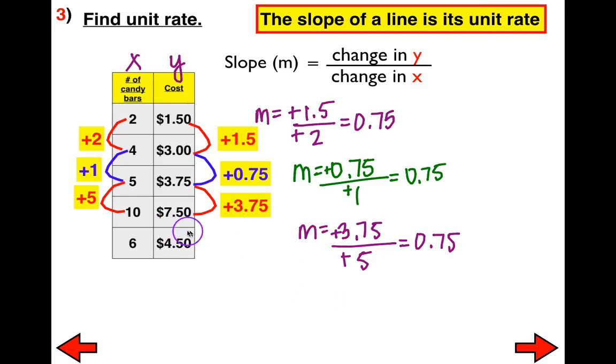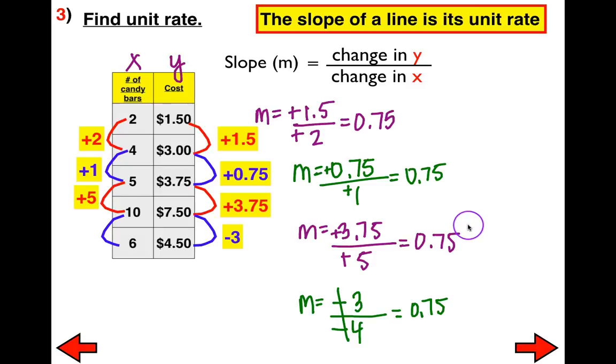Last but not least, we're going to go here. The change in y, it went from $7.50 to $4.50. Here, it is getting smaller, so that's subtraction. How much smaller is it getting? It's getting smaller by 3. And then here, you went from 10 candy bars to 6 candy bars. So how did that happen? Well, first of all, it is getting smaller, so that's subtraction. And how much are we subtracting? We're subtracting 4. So these signs cancel each other out, and hopefully you remember 3/4 is also 75 cents.